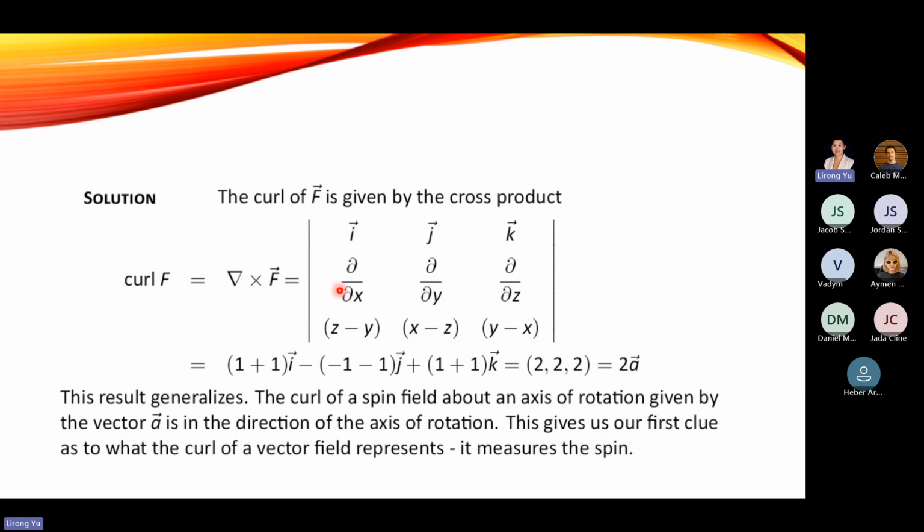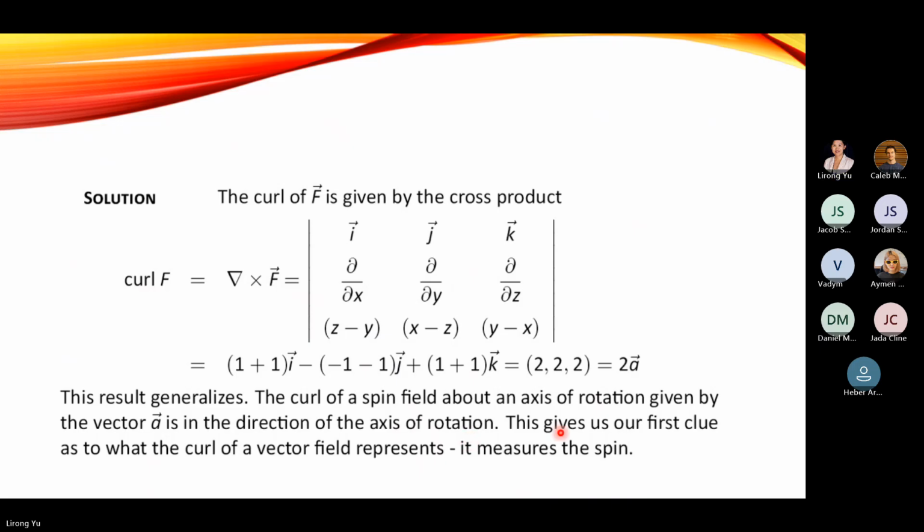And for the k, this is 2. It's 1. Derivative of x with respect to x is 1. Derivative of y with respect to x is -1. 1 minus -1 is 2. Okay, so it's 2, 2, 2. The curl of this vector field, this curl vector, is the vector (2, 2, 2).